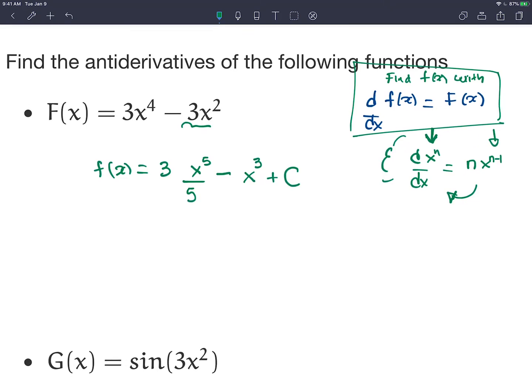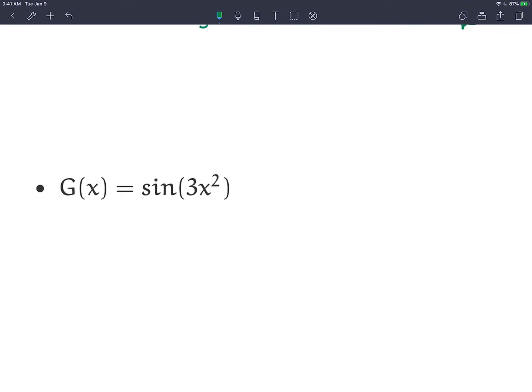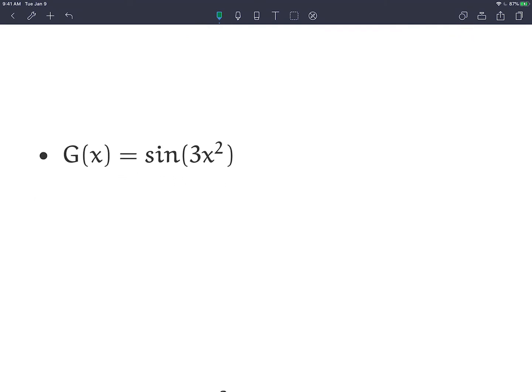Okay, let's move to my second example. So my second example is here on purpose. It's that.